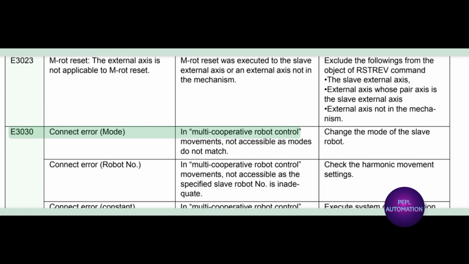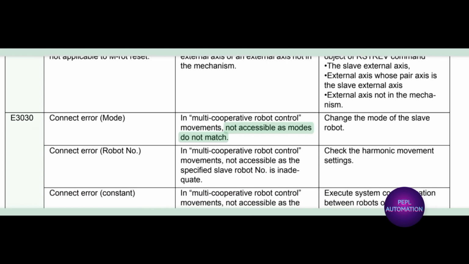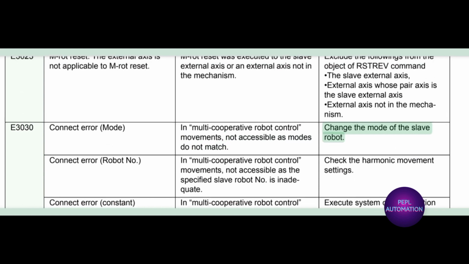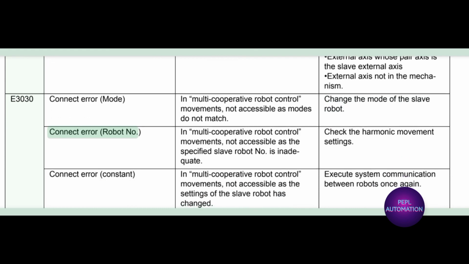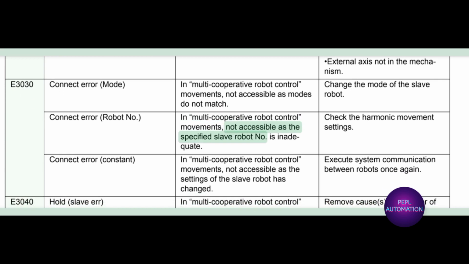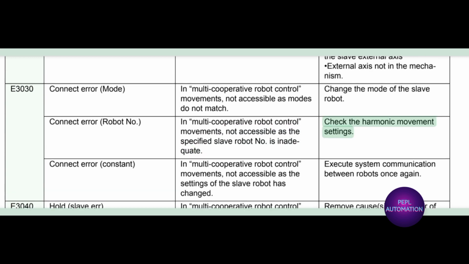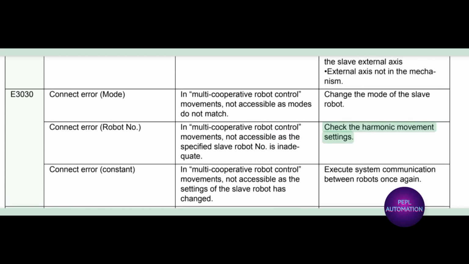E3030 connect error, mode, in multi-cooperative robot control. Movements not accessible as modes do not match. Change the mode of the slave robot. Connect error, robot number, in multi-cooperative robot control. Movements not accessible as the specified slave robot number is inadequate. Check the harmonic movement settings.